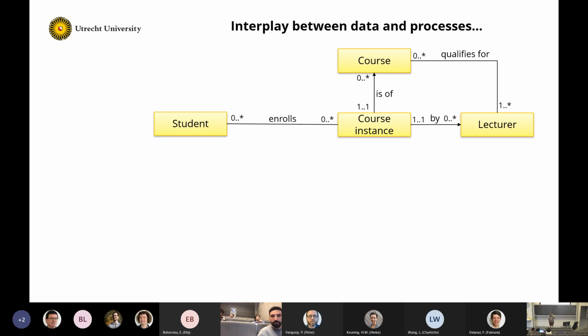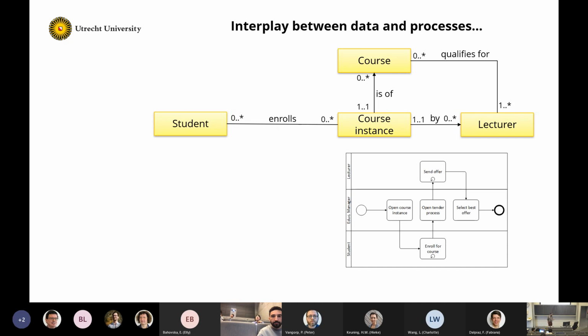A course instance should be taught by exactly one lecturer. So this is the model, and it's a world where we have too few lecturers. We also have a process model, here in BPMN notation. What do we see in the process model? The education manager opens a course instance. Then students can enroll for the course. That can happen for many students. Then a tender is opened for who would like to be lecturer, and then the lecturer is selected.